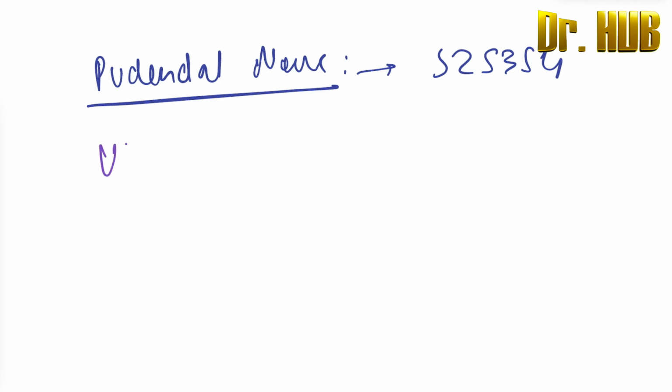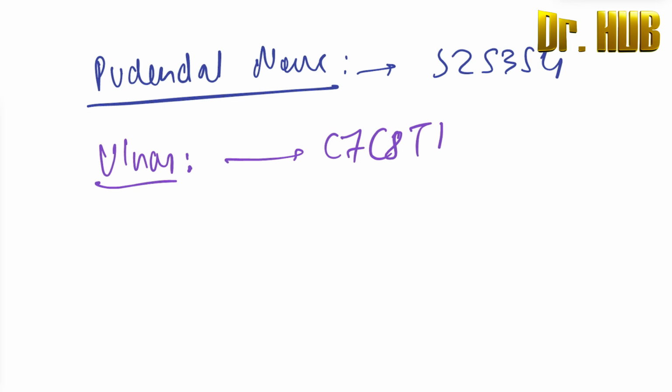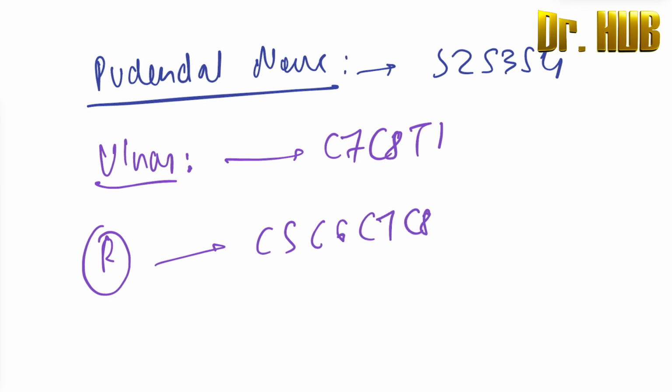Next we move on to the ulnar. So ulnar nerve is the C7, C8 and the T1. Then what about the radial nerve? Radial nerve, it involves the C5, C6, C7, C8 and the T1. So it includes a larger scale compared to that of the ulnar. Ulnar is just C7, 8 and T1. Radial is C5, C6, C7, C8 and T1.